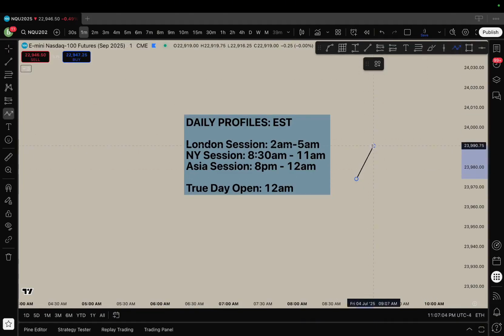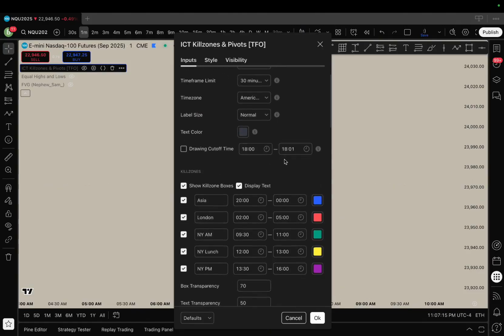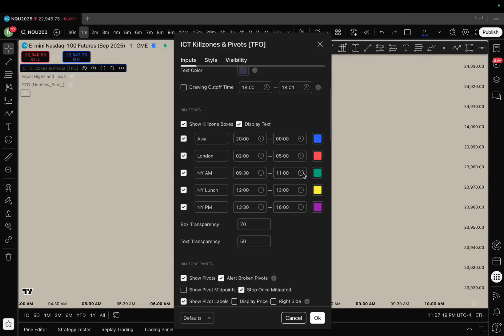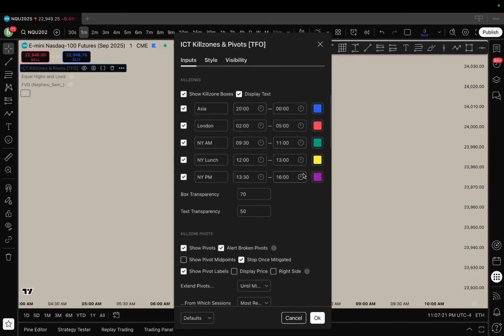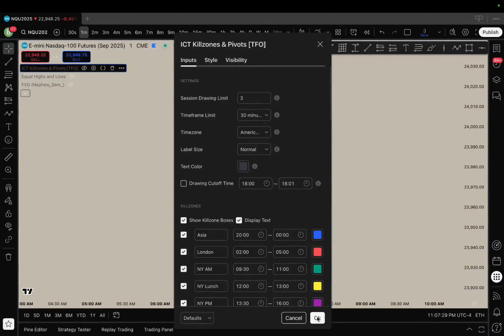So I'll go over all of that. In some examples, we'll first show you what it looks like with a little bit of drawings, and then I'll show you guys what it looks like on the actual charts. So first things first, I want you guys to have this indicator out. It is ICT Killzones and Pivots by TFO. This is going to tell you your session times and where true day open is. So just make sure you have this indicator if you don't have it already. These are my settings for this indicator, so please screenshot this if you need to. All right, let's get into it.